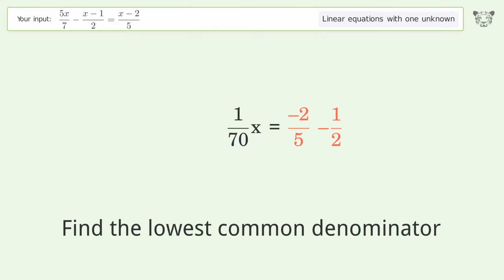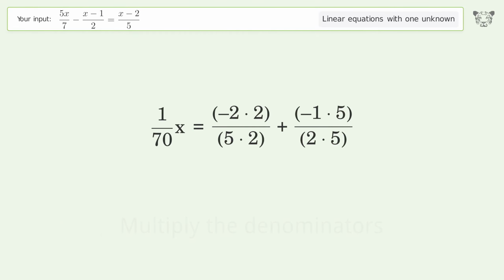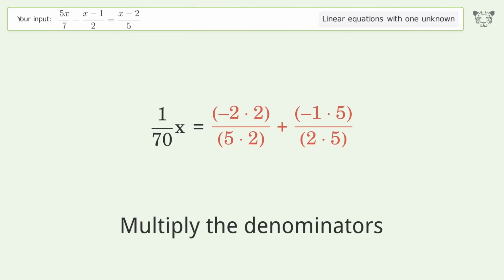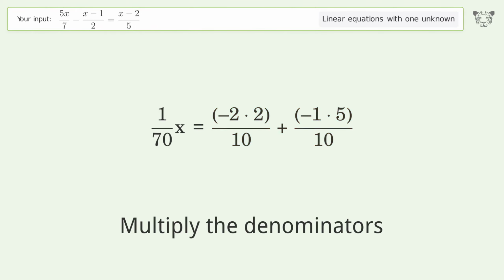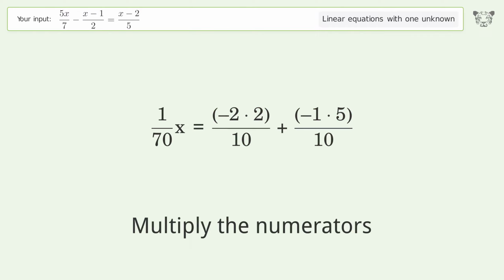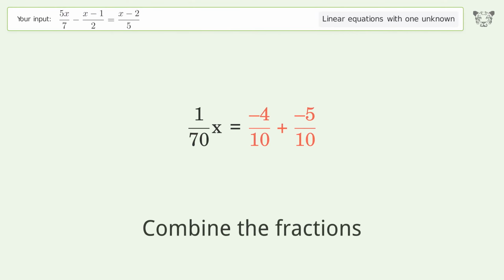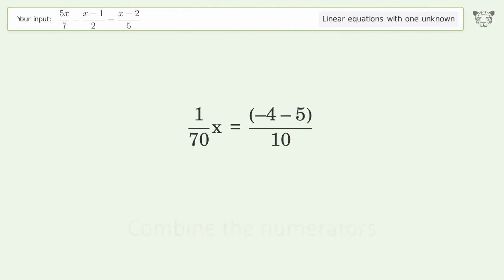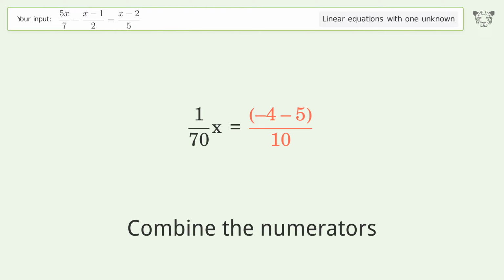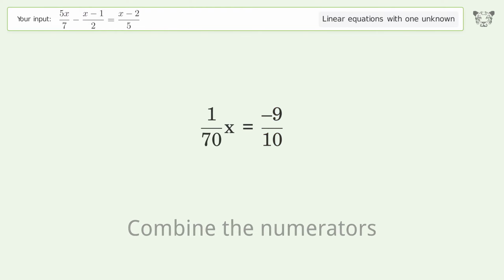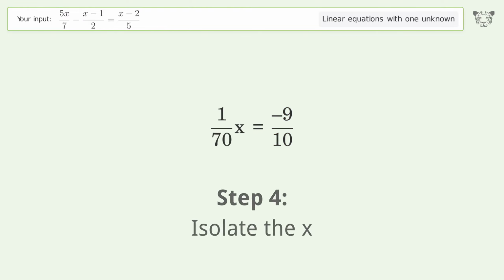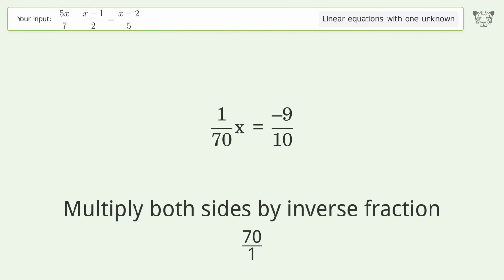Find the lowest common denominator. Multiply the denominators. Multiply the numerators. Combine the fractions. Combine the numerators. Isolate the x. Multiply both sides by inverse fraction 70/1.